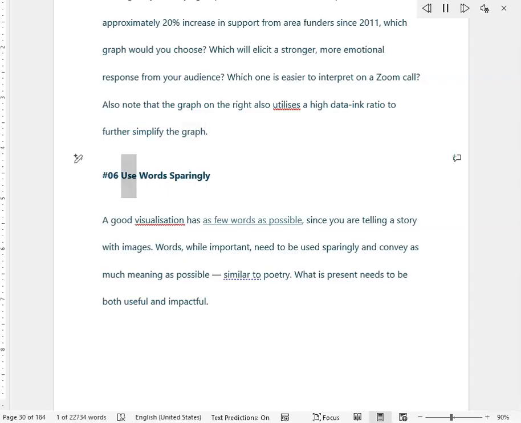Number 06. Use words sparingly. A good visualization has as few words as possible, since you are telling a story with images. Words, while important, need to be used sparingly and convey as much meaning as possible, similar to poetry. What is present needs to be both useful and impactful.